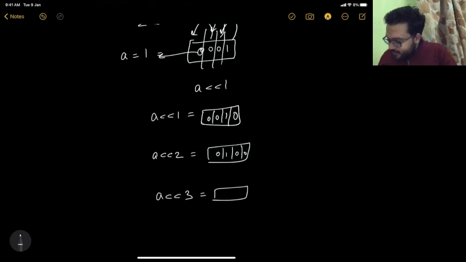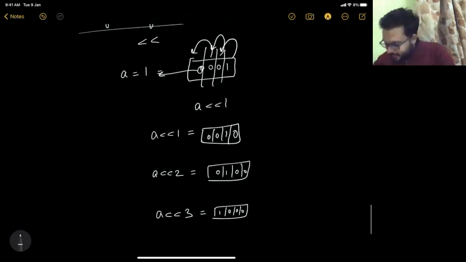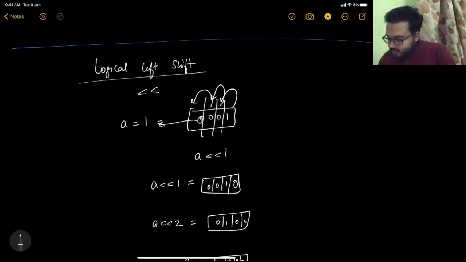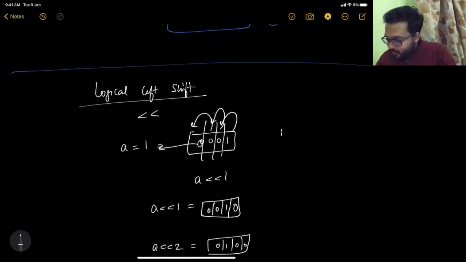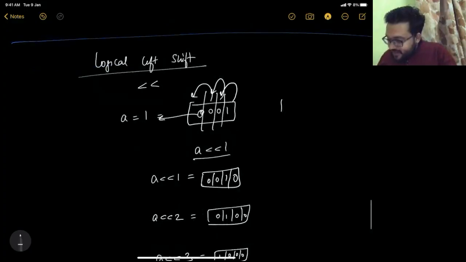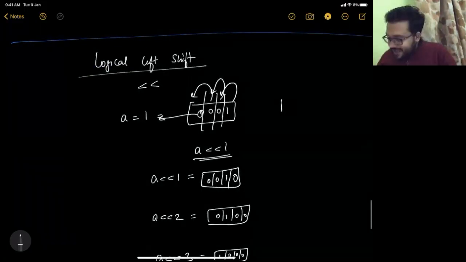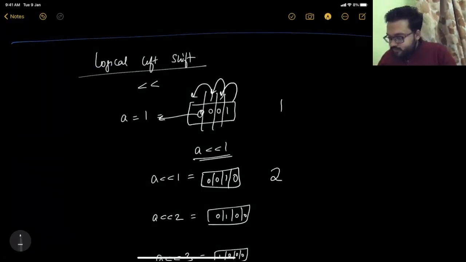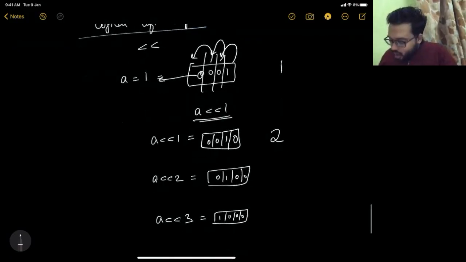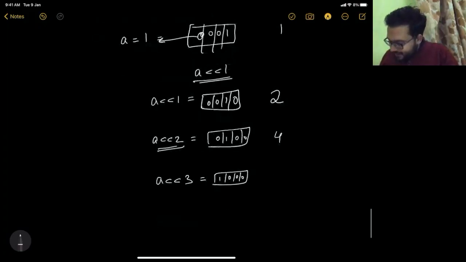So let's look at it even more closely. My A originally was 1. I left shifted my A with 1 bit. My A becomes now what? 2. Isn't that correct? My number on single left shift becomes 2. My number on 2 left shifts becomes 4. My number on 3 left shifts becomes 8. Now if I do another left shift, what will my number become, guys?